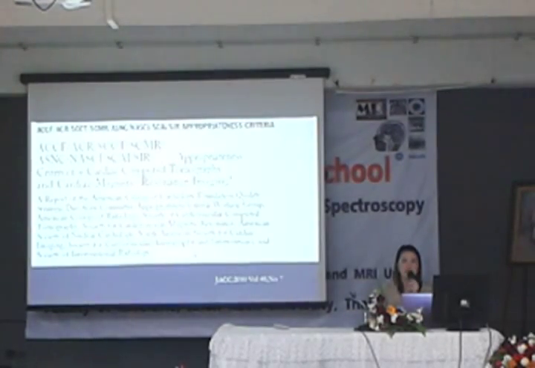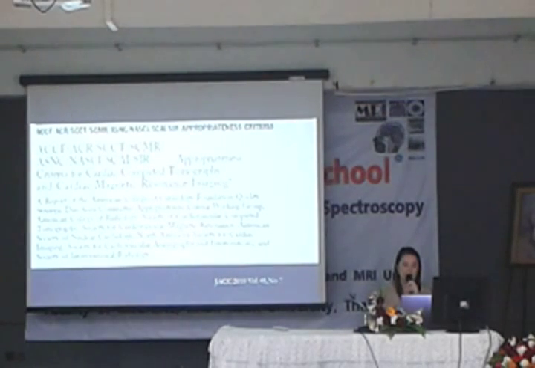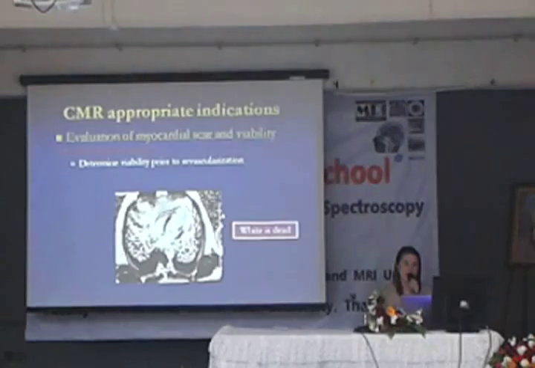The next topic is cardiac MRI indication. Who is the candidate for cardiac MRI? According to the guideline published in the Journal of the American College of Cardiology, the appropriate criteria for cardiac CT and MRI, the first indication is for evaluation of myocardial scar and viability using myocardial delayed enhancement that I mentioned earlier.